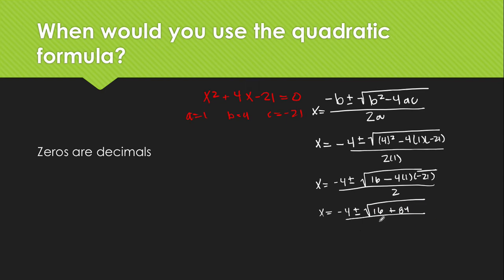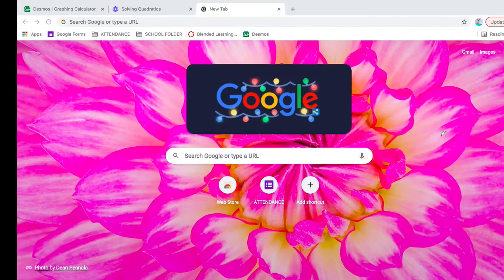all divided by 2. How did I get 84 again? I'll tell you again. Negative 4 times 1 is negative 4. Negative 4 times negative 21 is positive 84. So that's how I said plus 84. And also remember, you could put all that into Desmos.